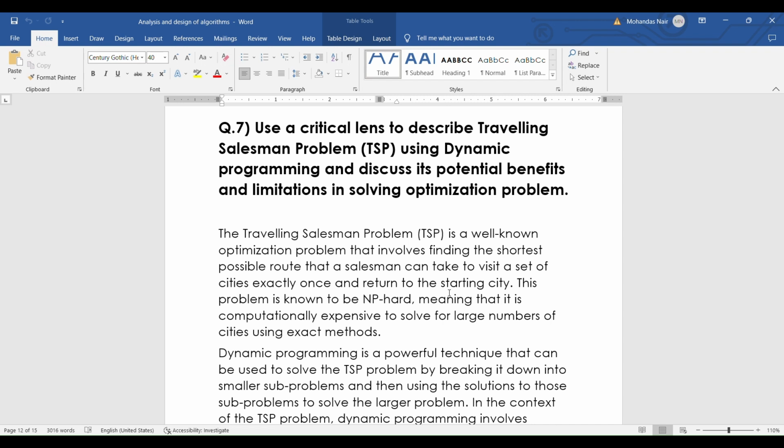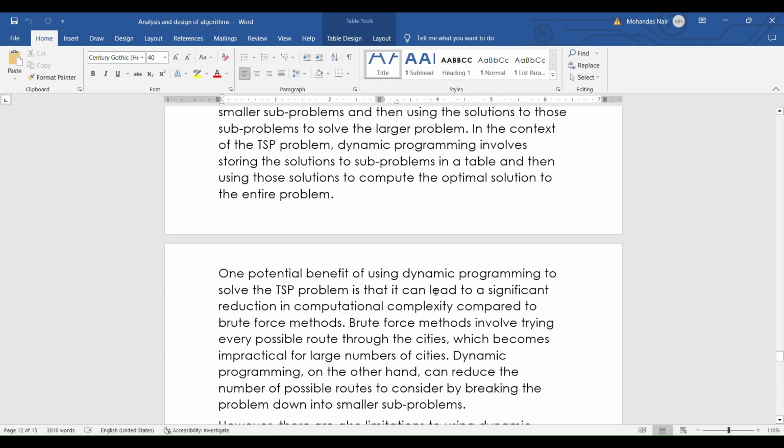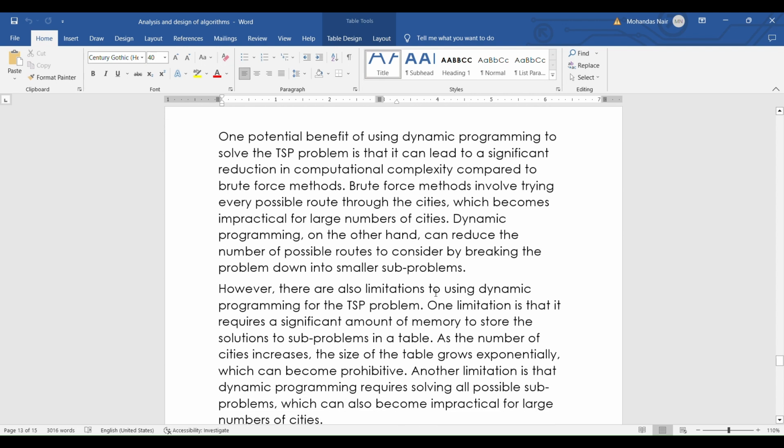Dynamic programming is a powerful technique that can be used to solve the TSP problem by breaking it down into smaller subproblems and then using the solution to those subproblems to solve the larger problem. In the context of the TSP problem, dynamic programming involves storing the solutions to subproblems in a table and then using those solutions to compute the optimal solution to the entire problem.